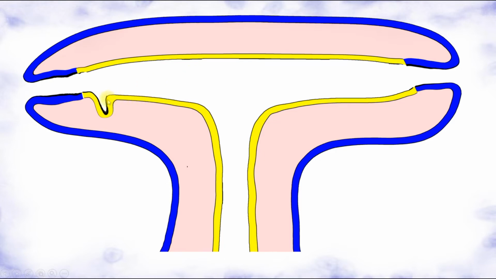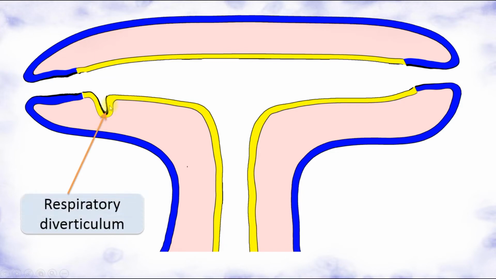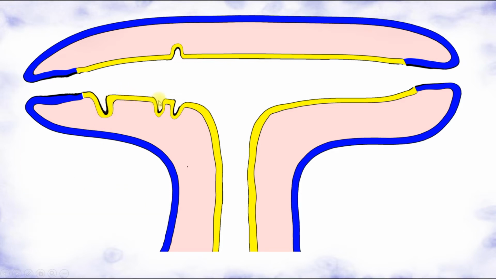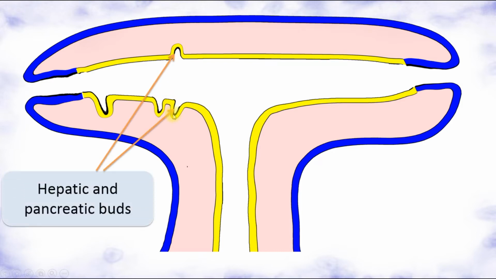Also, endoderm forms a special invagination. It's called the respiratory diverticulum or respiratory bud. It will form the respiratory system. It will be larynx, trachea, bronchi, so all epithelia of the respiratory system develop from endoderm. And also endoderm forms some germs of liver and pancreas. There are hepatic and pancreatic buds.